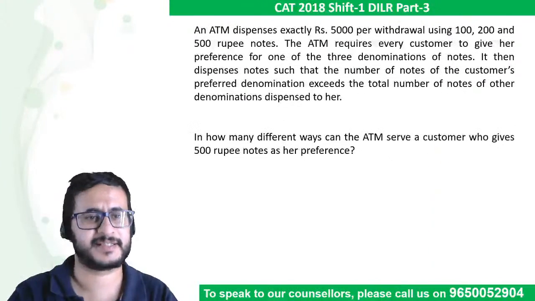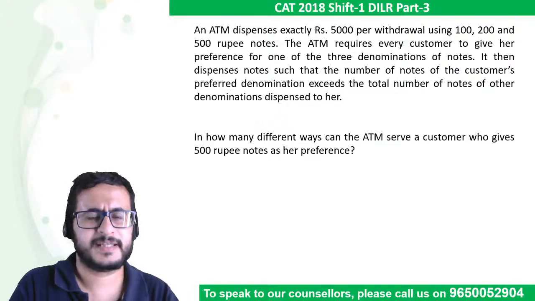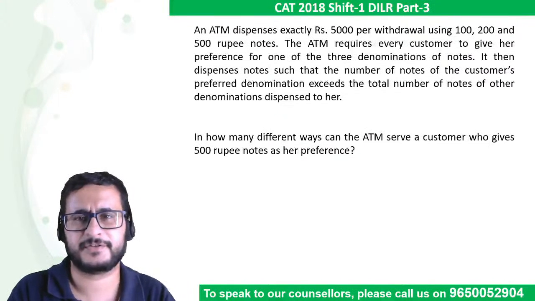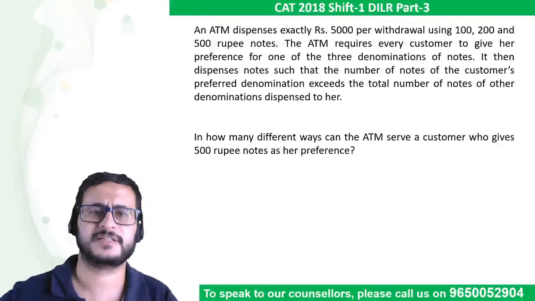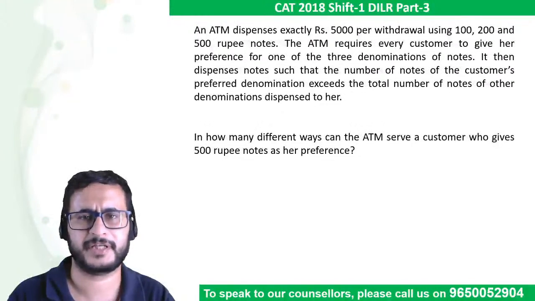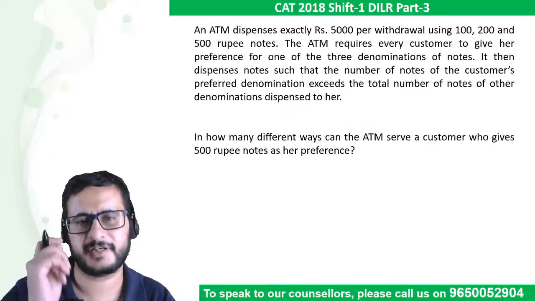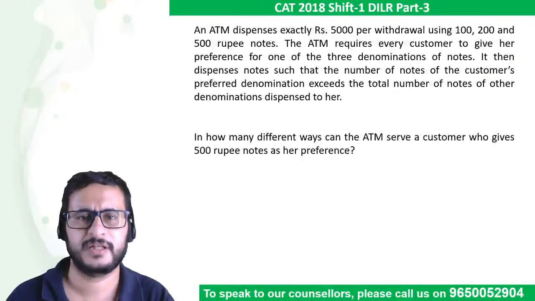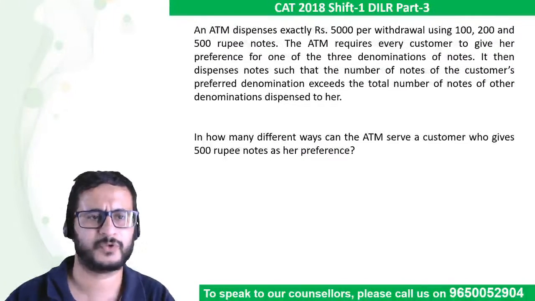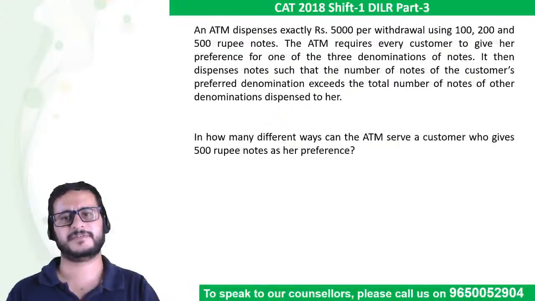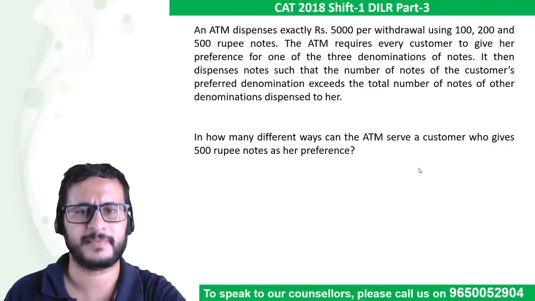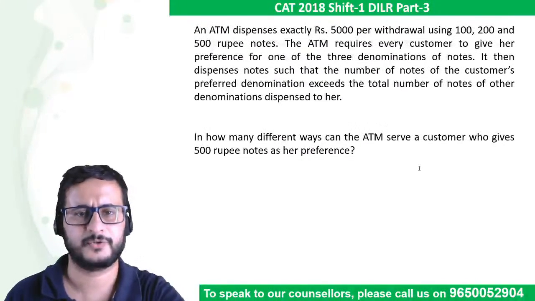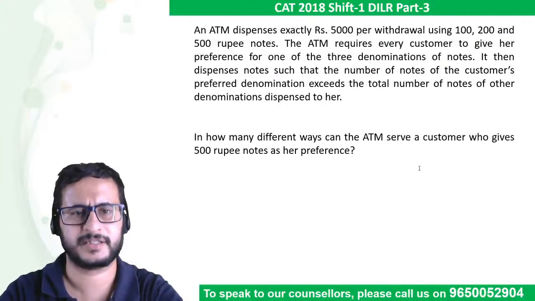Alright, let's go to the next set. It says an ATM dispenses exactly 5,000 per withdrawal using 100, 200 and 500 rupee notes. The ATM requires every customer to give a preference for one of the 3 denominations of notes. It then dispenses notes such that the number of notes of the customer's preferred denomination exceeds the total number of notes of other denominations dispensed to her. Okay. So if you give some preference, that notes will be maximum in number as compared to other notes. So that is the condition given to you.